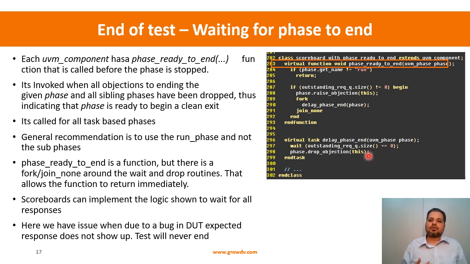Now here also again we have one more small problem: if there is a bug in the DUT and let's say it doesn't issue one response, right? Then our outstanding request queue will never go to 0 and the test will hang. So what do we do in such a case? Let's see what needs to be done in the next slide.